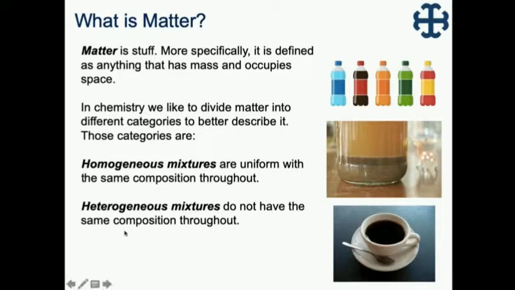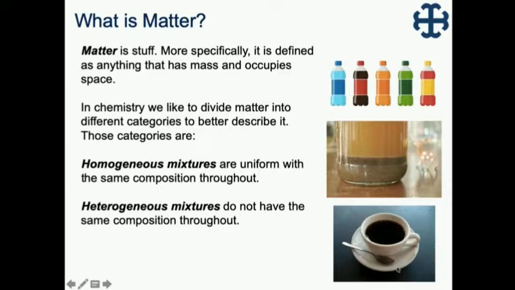Heterogeneous mixtures do not have the same composition throughout. So for example, here we have some sand that is suspended in water. We can tell some of this is water, some of it is sand. That is a heterogeneous mixture.